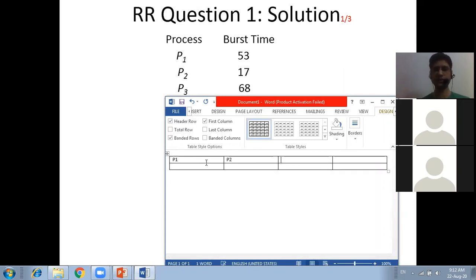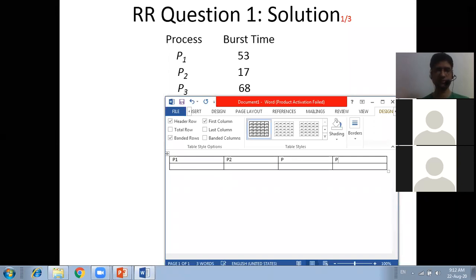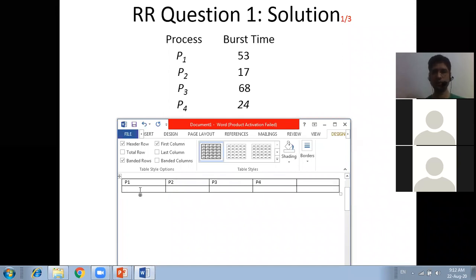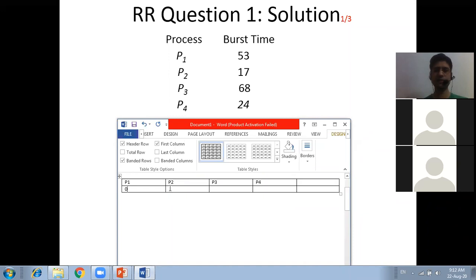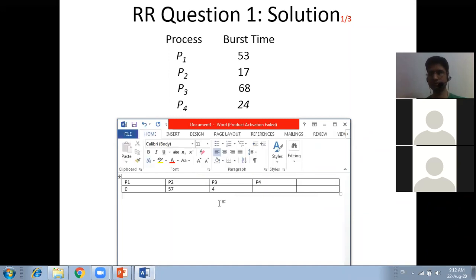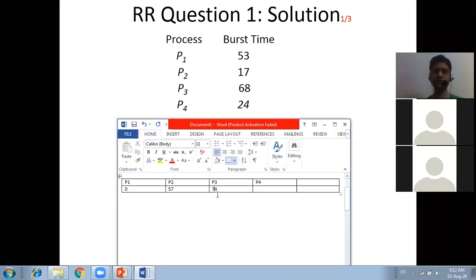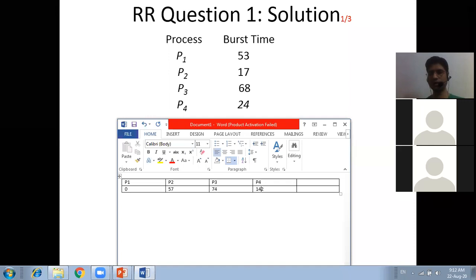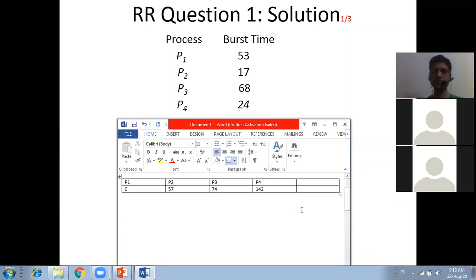Solve this question for FCFS. So for P1, time 0 is started and P1 is having 57 time slot, right? Then 57 plus 17 is what? Right? And then 74 plus 68 is what? 60.25. And then what is 142 to 24?